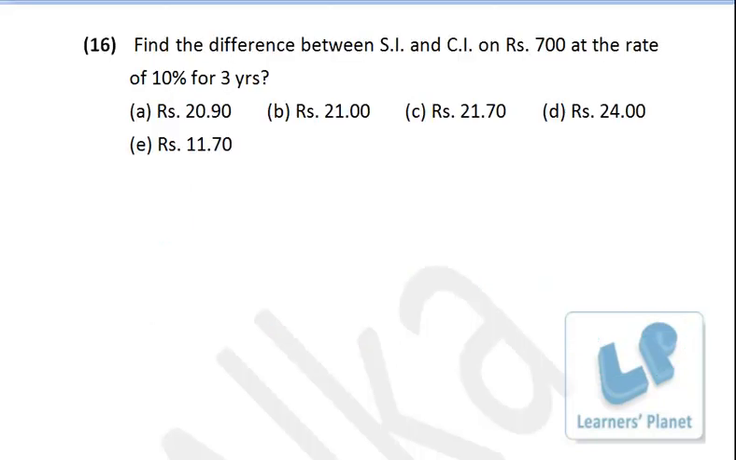Now see this question. Find the difference between SI and CI on rupees 700 at the rate of 10% for 3 years. So simple interest on 700 at 10% will be 70 rupees each year. I write 70, 70, 70 for 3 years, right? Now the rate of interest is 10%, what is the first step? Over here 10% of this 70, that is 7 in the second year, and then once again in the third year. So on this 70, 10%, this is the first, this is the second year and this is the third year. So 10% in the second year and 10% in the third year.